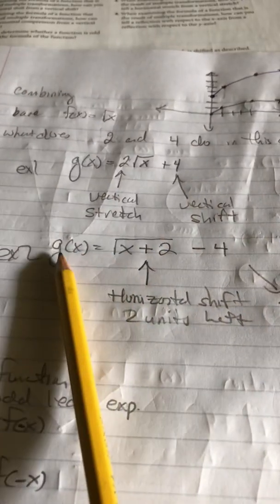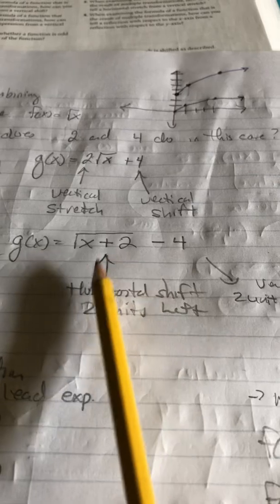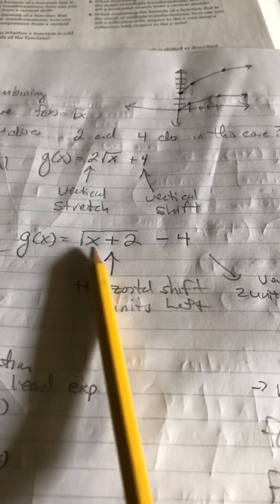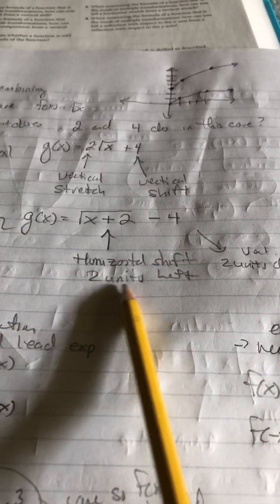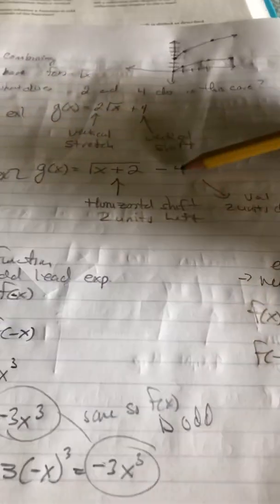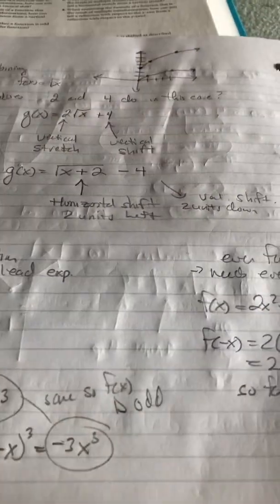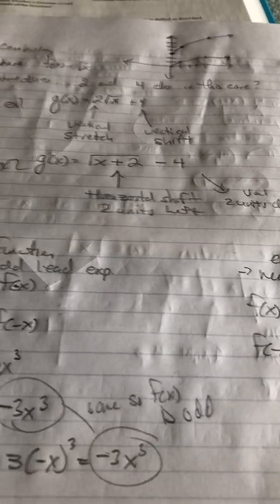Now, what happens if we think about, and again, we're asking about the 2 and the 4, what if our g of x is the square root of x plus 2, minus 4? Well, the positive 2 is being added to the argument, inside the base function, so it's a horizontal shift, and it'll be 2 units to the left. And the negative 4 is a vertical shift, 4 units down. Okay, again, for a vertical shift, the sign is the direction of the movement. For a horizontal shift, it's the opposite.